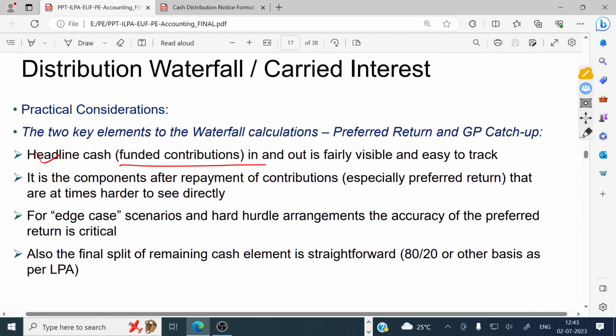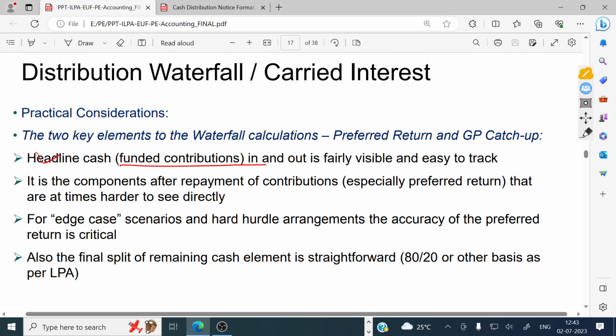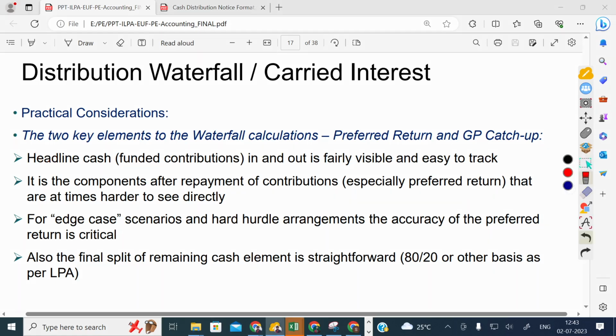So key considerations. I just want to understand this too. This one I know, because I have worked on it. I'm aware about this as well: headline, cash funded contributions in and out is fairly visible and easy to track. So the two key elements of the waterfall calculation, especially preferred returns and the GP's catch up, are very important.